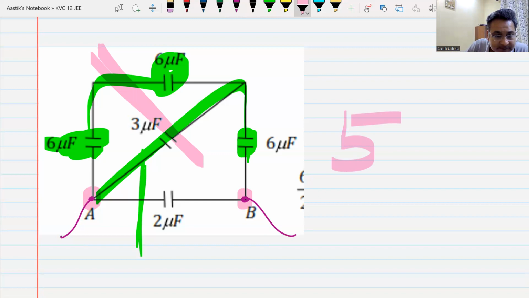Can you please explain it once again? The two greens are in series. When you add those two in series, you will get 3. 3 and 3 are in parallel. So after one series, you have parallel. Then again you will have series, then again parallel, and that is how the chain goes on: series, parallel, series, parallel, series, parallel. Do you understand this?